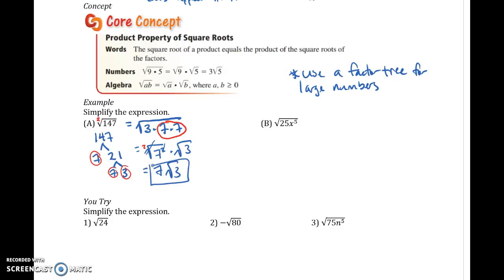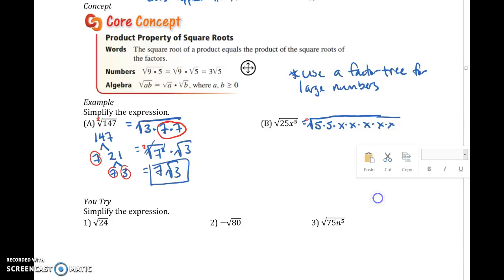Okay? B, same deal with your variables as well. What you can do is you can basically rewrite this. Now hopefully we all know that 25 is 5 times 5, but if not, do your factor tree. And I'm going to list out all the letters as well. So this is 5 times 5, and then 1, 2, 3, 4, 5 x's.